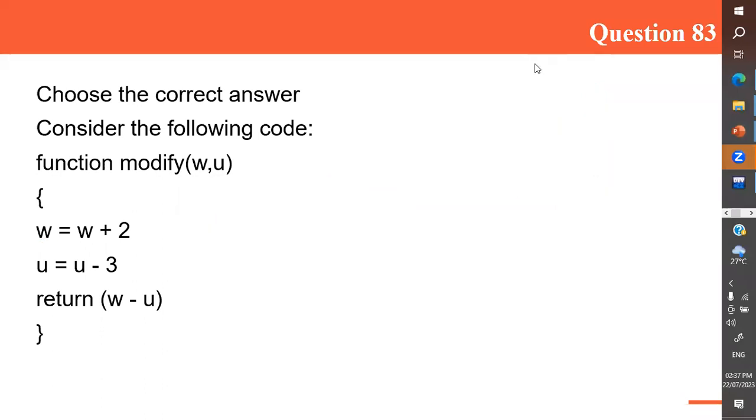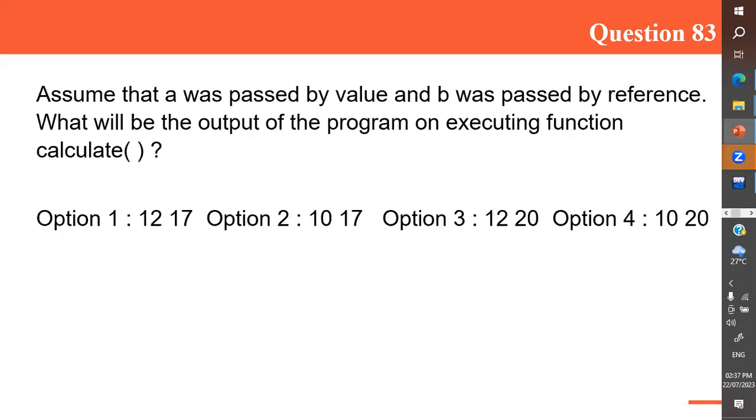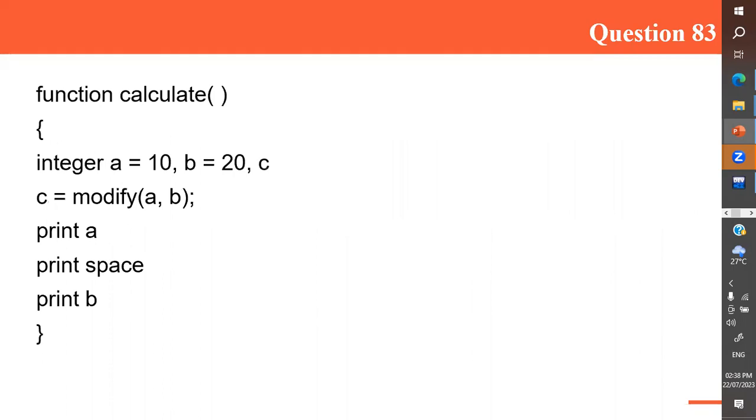Again, it's a modify function. We are making W equal to W plus 2, U equal to U minus 3. Now we have to check whether it is call by value or call by reference. Let us see, pass by value or pass by reference. 10 and 20 we are passing. Just see it carefully, read it. One of the variables is passed by value, one is by reference. Which one is passed by value? A is passed by value. B is passed by reference.